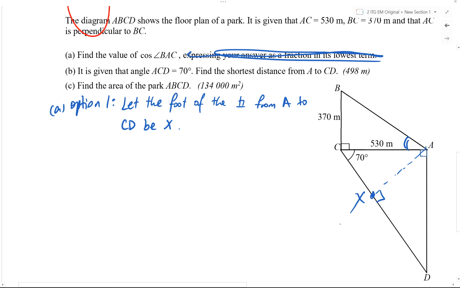Option number 2: Let the perpendicular distance from A to CD be H, for example. Of course, all the X, all the H, you can change to whatever you like. So this is now known as H, without the X. Both ways can work.